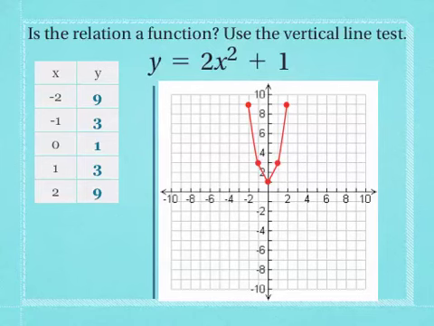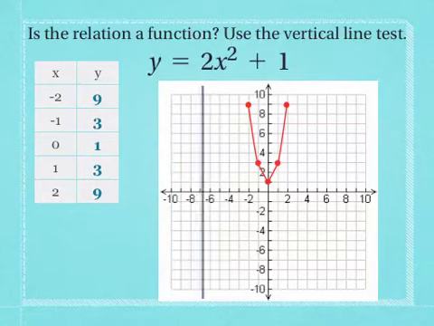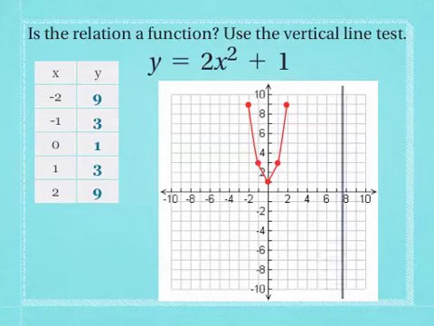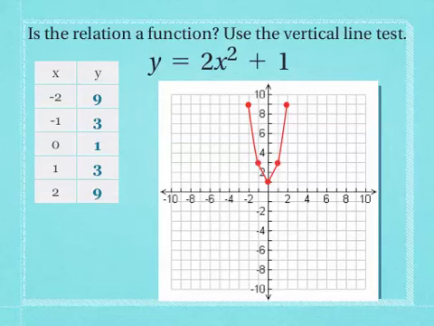I'm going to go ahead and take a vertical line and pass it through my graph. If at any point this crosses more than one point on the parabola, then it would not be a function. But in this case, it did not pass through more than one point. So the answer would be yes, the relation is a function.